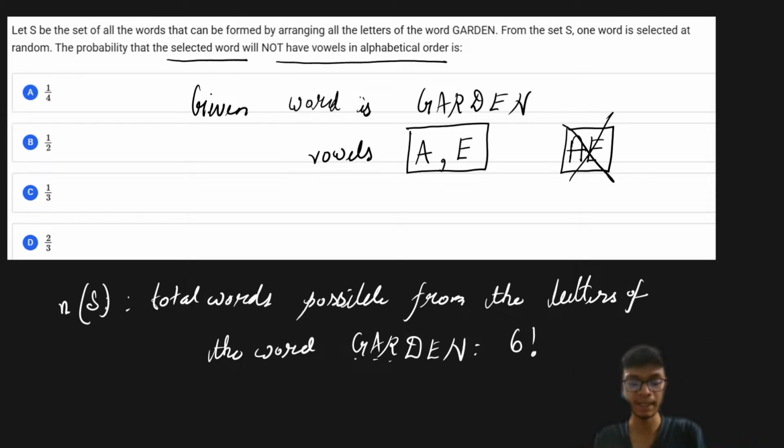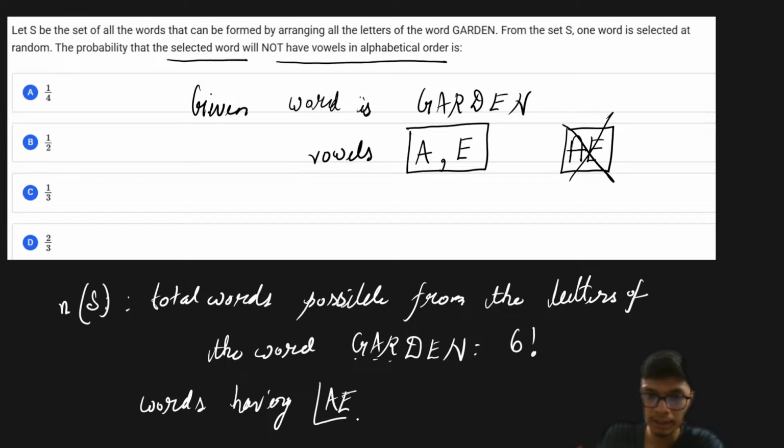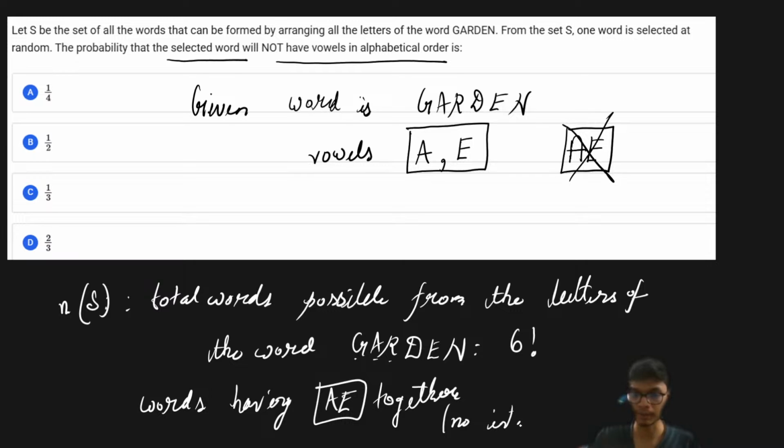Now I cannot have the case when AE is always together. So I am going to do a simple bundle method analysis. Let us first find the words having A and E together as AE. There is no internal arrangement possible, because A and E cannot be replaced with each other. I want to see the number of words having A and E together only, specifically A followed by E. So no internal arrangement.